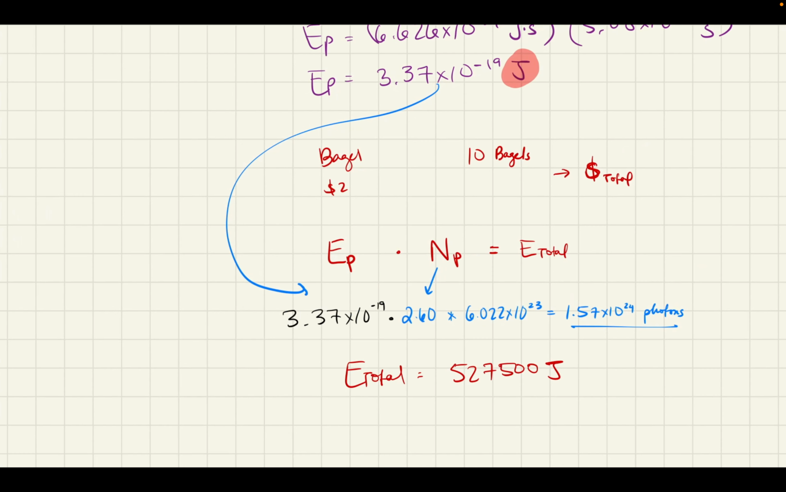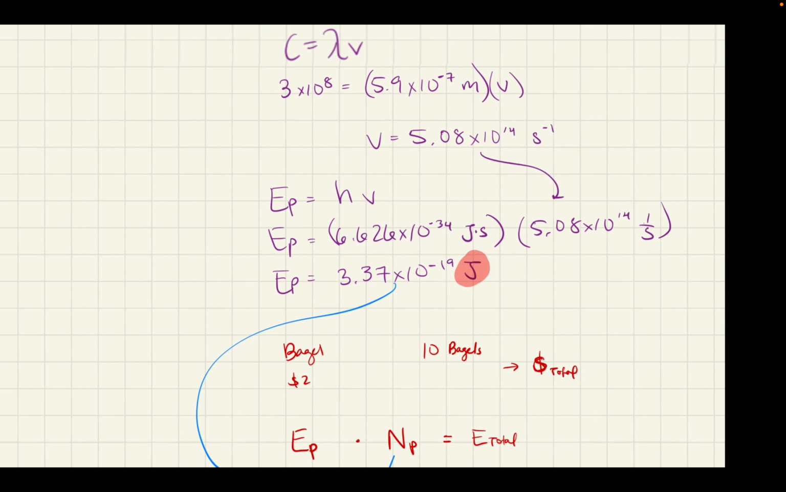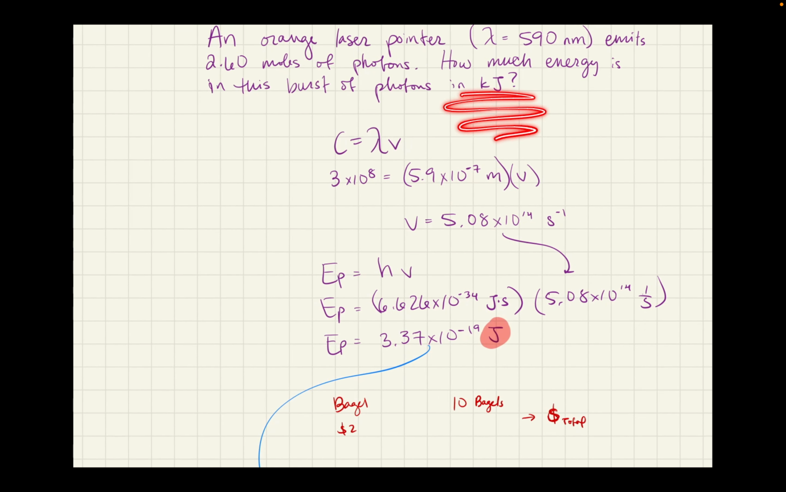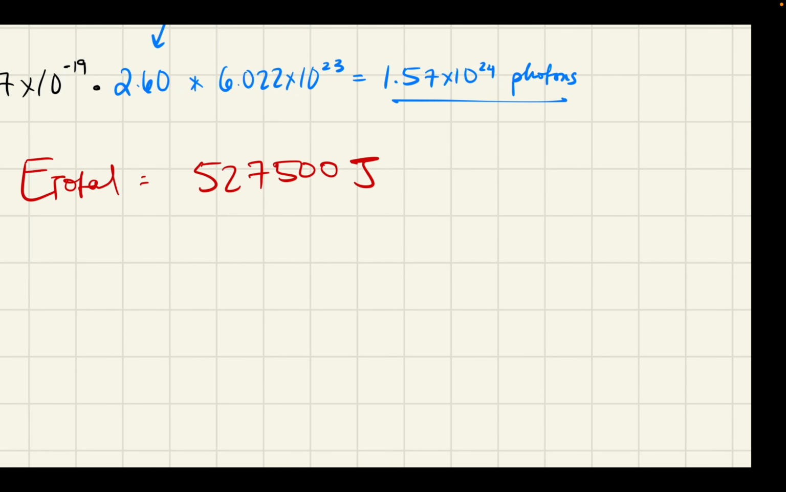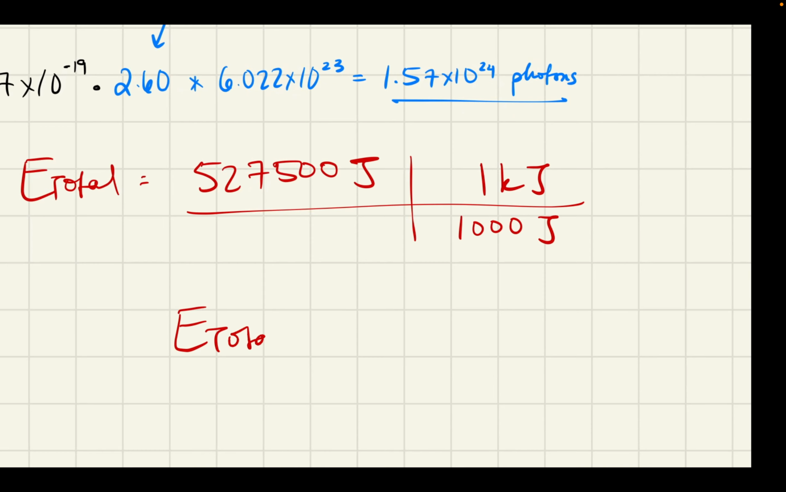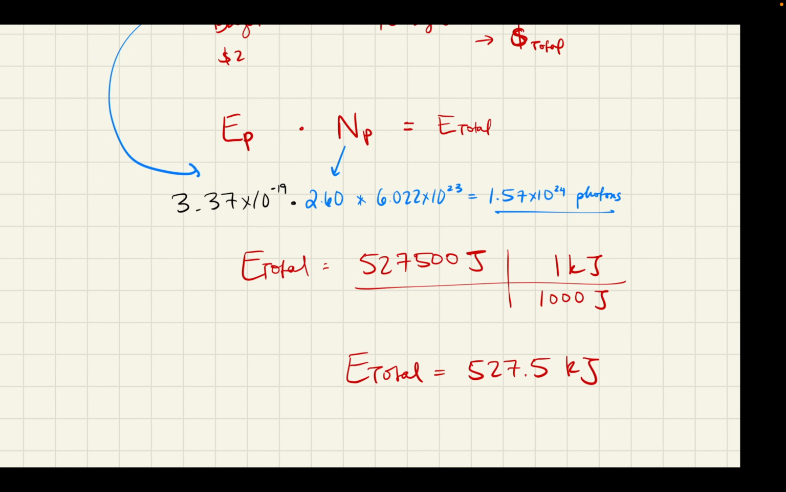Now, I've obviously written what unit my answer is in, but go back to the original problem. That is not what they want. So don't forget, for every 1,000 joules, you have 1 kilojoule. Essentially, we're dividing by 1,000. And our energy total would be 527.5 kilojoules. Be careful about units. Be careful about this logic. They won't give that to you.